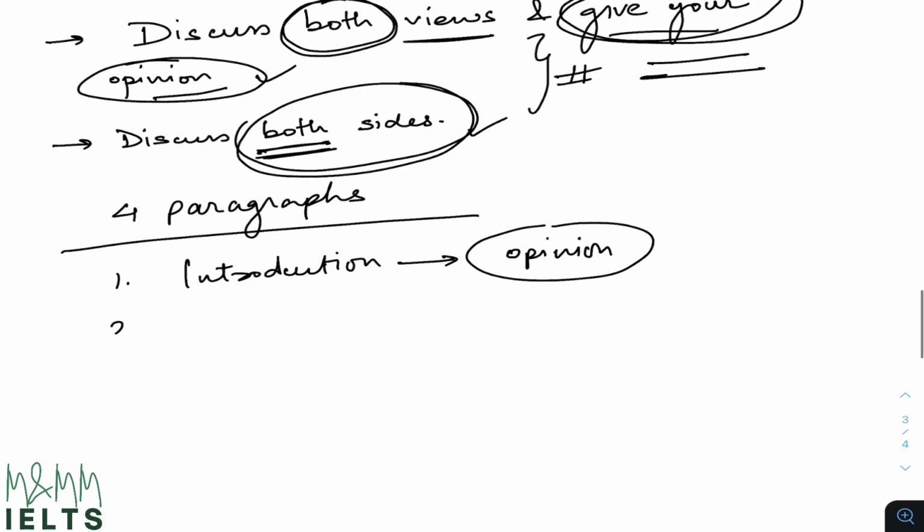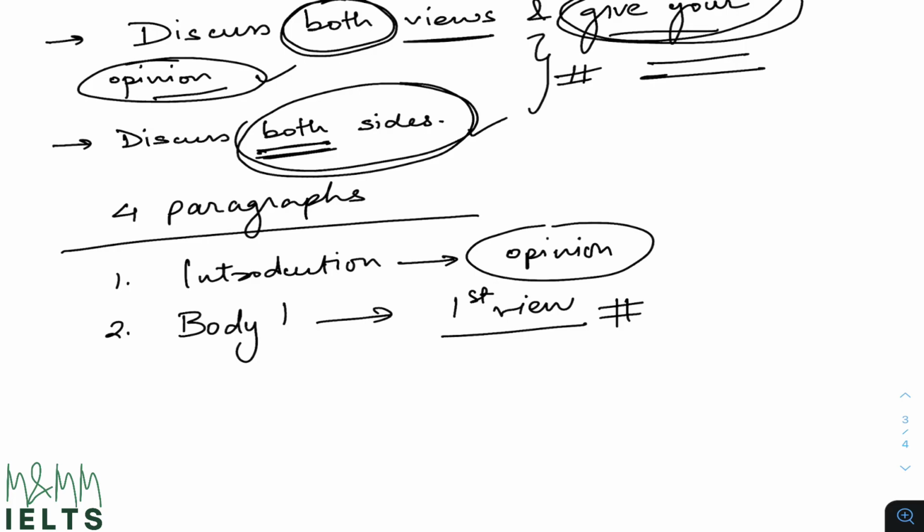Now, the second paragraph we would call body 1, wherein we will discuss the first view. Out of two views, we will discuss any one view. It can be the first view in the essay title, it can be the second view in the essay title. The order doesn't matter. What matters is any one view out of the two views.